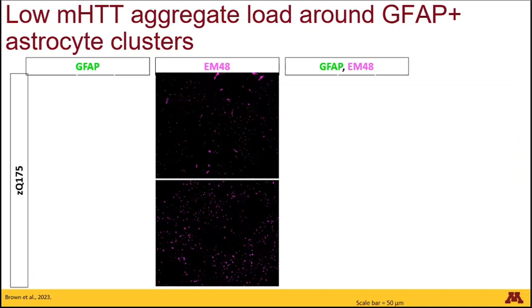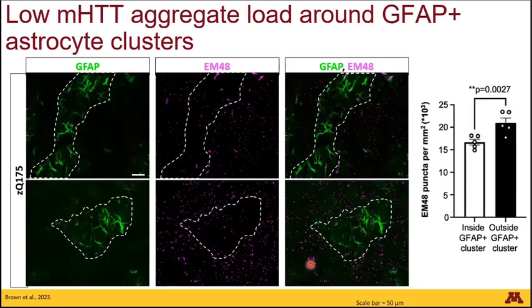If you look at EM48 staining, you can see areas of the image where there are fewer aggregates, like here. I'm outlining a region where I see a lot fewer dots compared to out here, for example. And I noticed that occurring throughout the striatum. When I looked at GFAP and EM48 together, I saw something really interesting. It appears that GFAP positive astrocyte clusters match up perfectly with areas of low aggregate load.